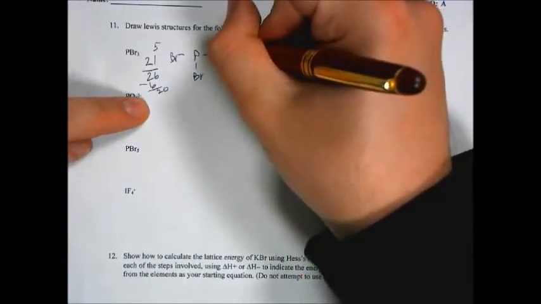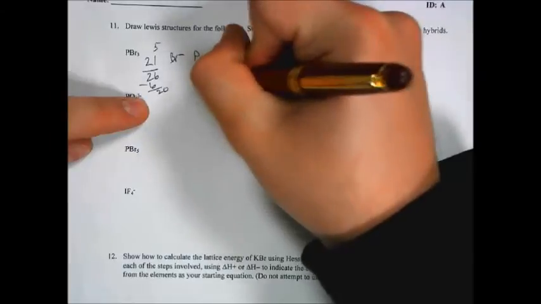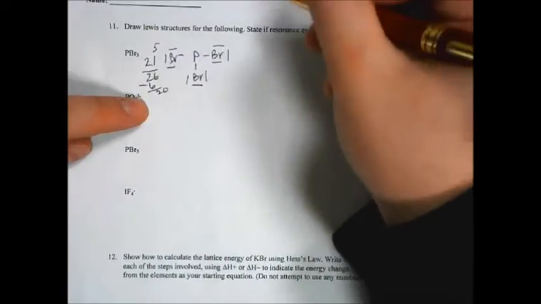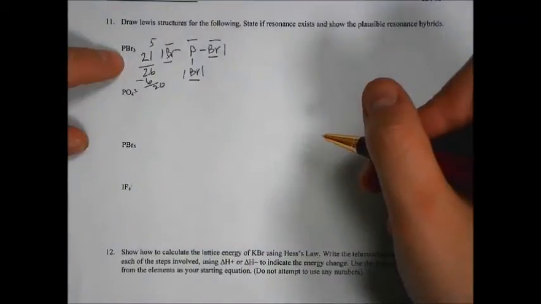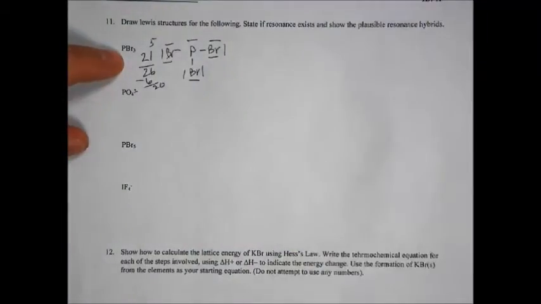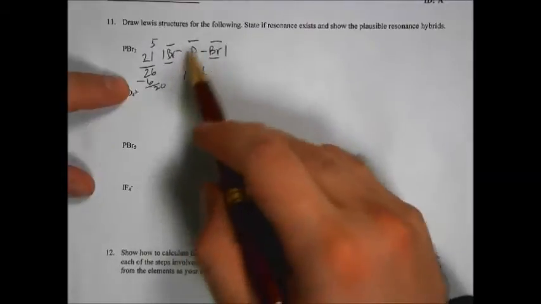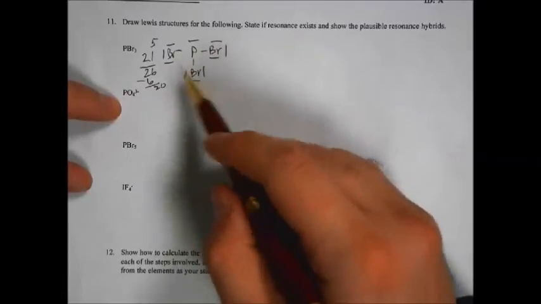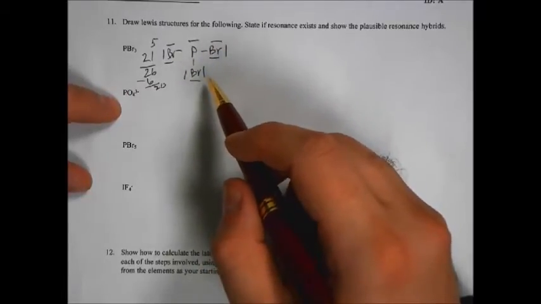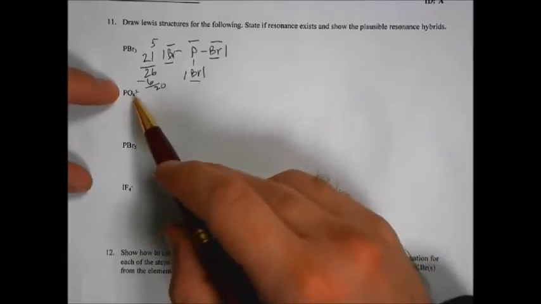So we have to distribute 20 electrons: 1, 2, 3, 4, 5, 6, 7, 8, 9, and then 10. So that's going to be our structure. This is going to be complete. There is no resonance because none of the bonds can move. So that's the complete Lewis structure for PBr3.